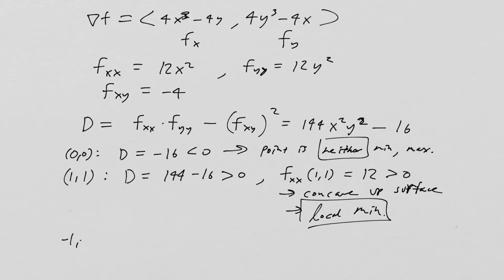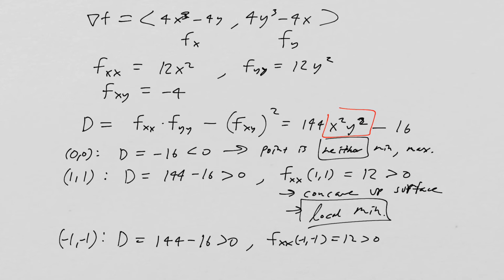Okay, so we've collected two answers. The final one is -1, -1. And that's going to give us a D equal to, again, because we have a quadratic function for both x and y, the same discriminant value as before. It's positive. Likewise, fxx at -1, -1 is going to equal 12, which is also greater than 0. So everything's identical in these two cases. So again, we have a local minimum. All right, so we found two local minima and a neither.